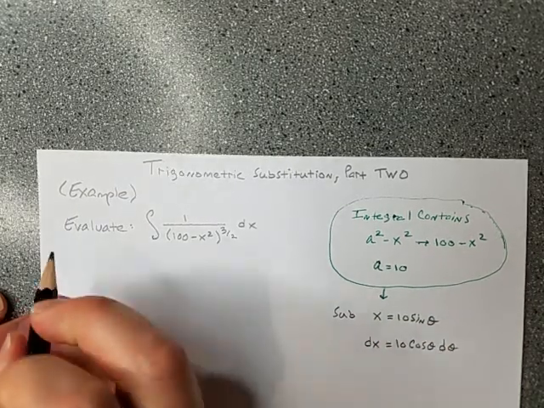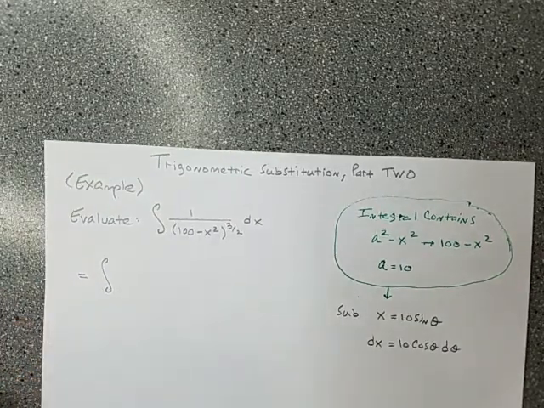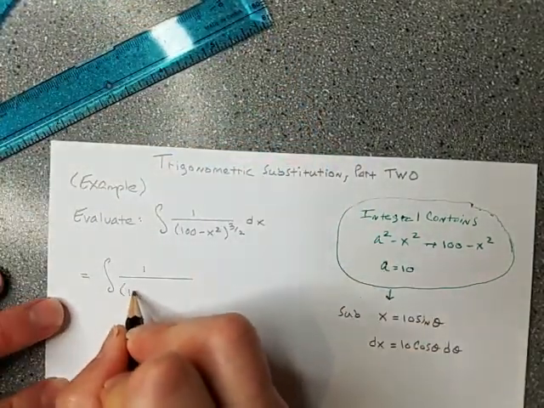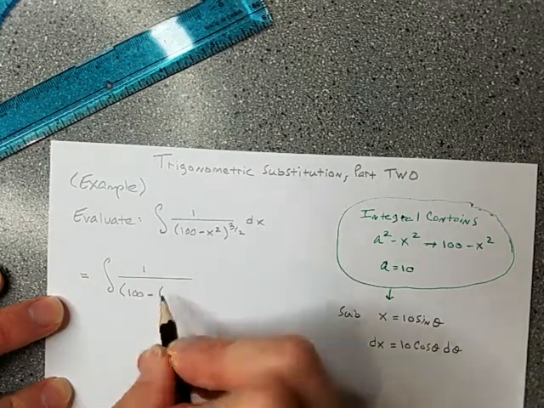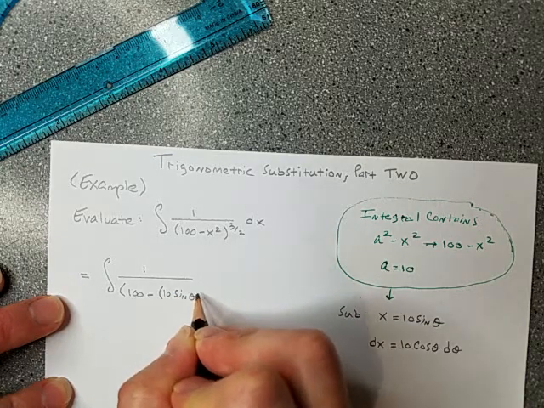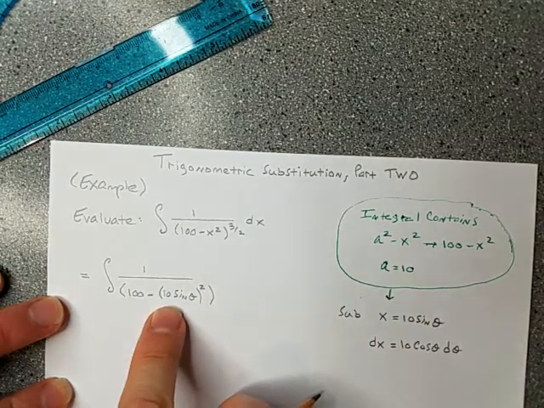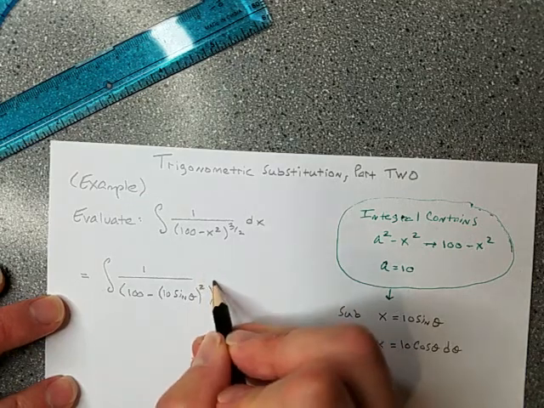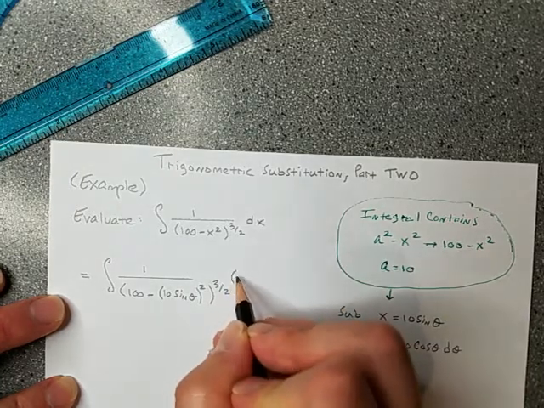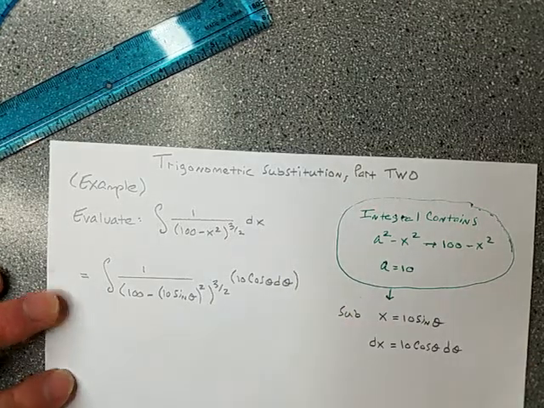All right? So if I substitute accordingly to what I've determined over there, then I will get this 1 over 100 minus, okay, so x is 10 sine theta. Okay, and I'm going to square that, but then this entire expression under the bar there gets the power 3 over 2. And then the dx, that's going to substitute as 10 cosine theta d theta. Okay. And then the substitution has been made.